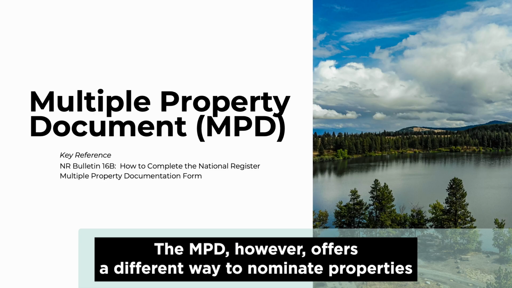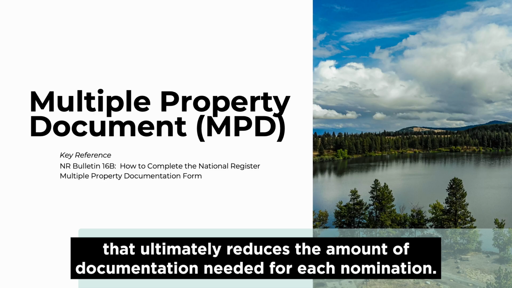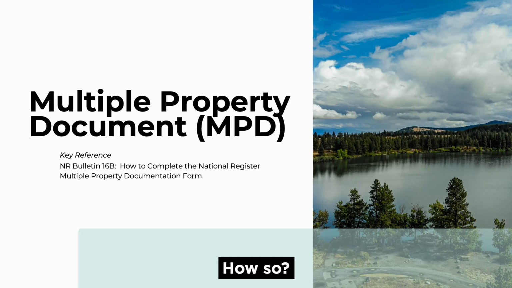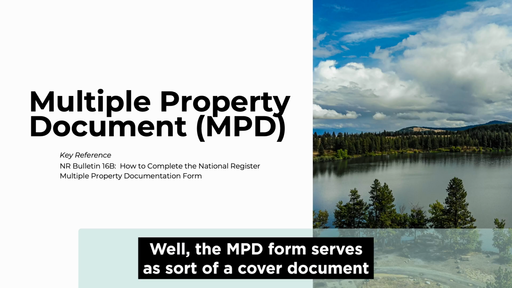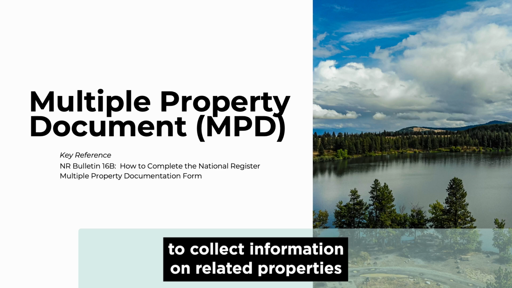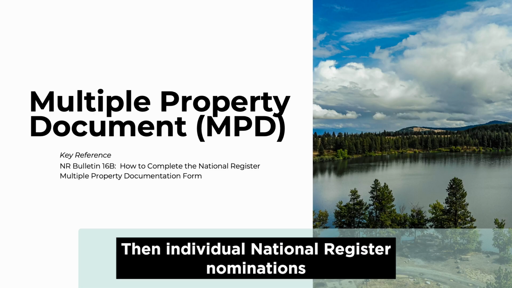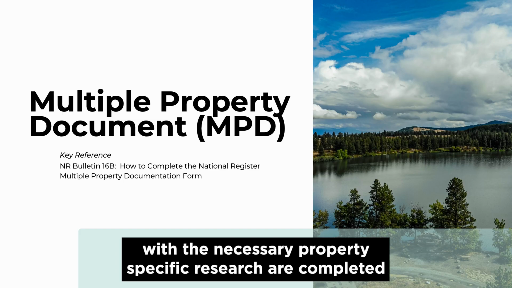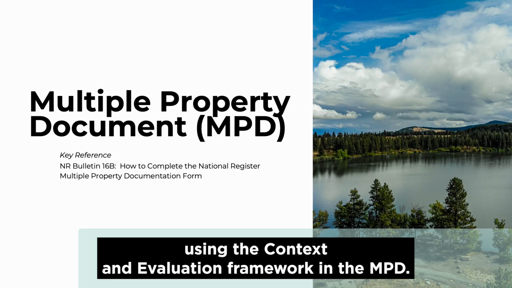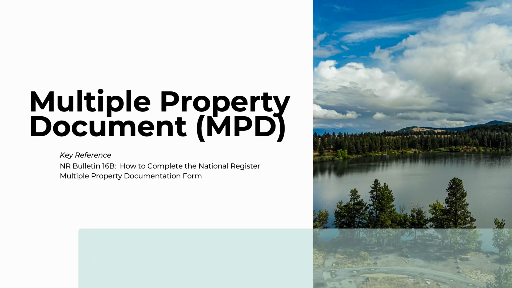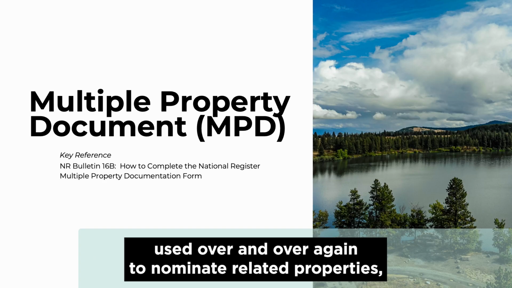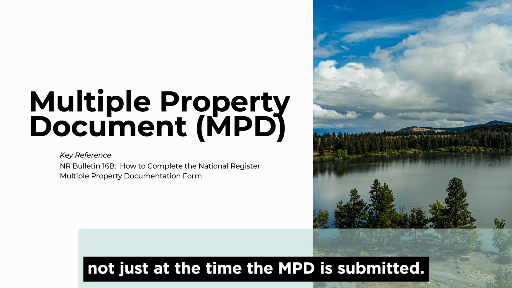The MPD, however, offers a different way to nominate properties that ultimately reduces the amount of documentation needed for each nomination. How so? Well, the MPD form serves as sort of a cover document to collect information on related properties and to evaluate the National Register eligibility of those related properties. Then, individual National Register nominations with the necessary property-specific research are completed using the context and evaluation framework in the MPD. MPDs can be used over and over again to nominate related properties, not just at the time the MPD is submitted.